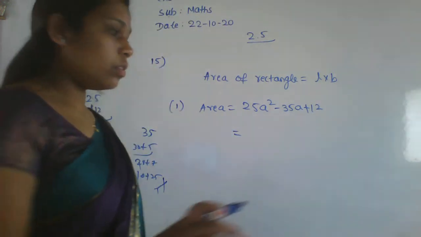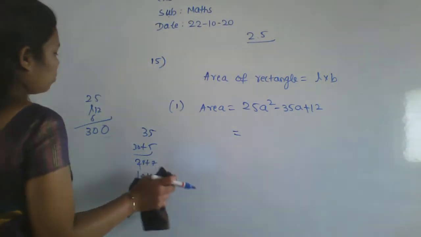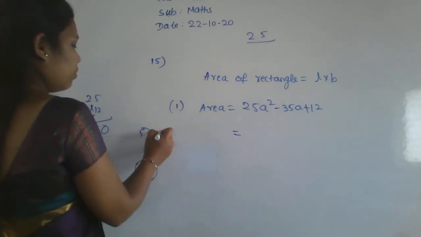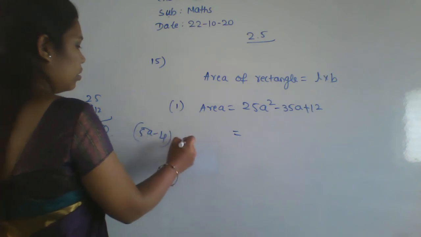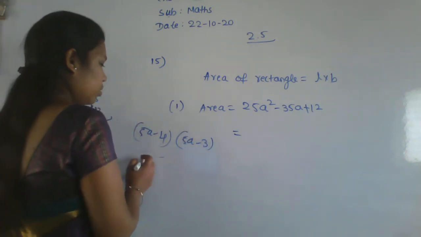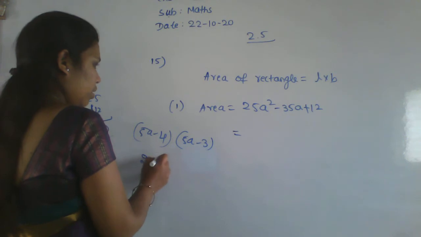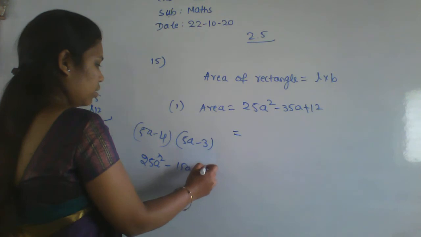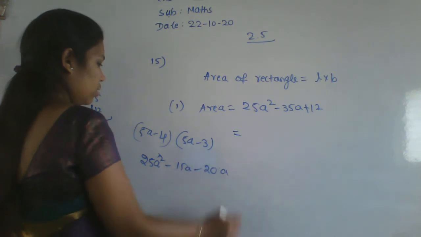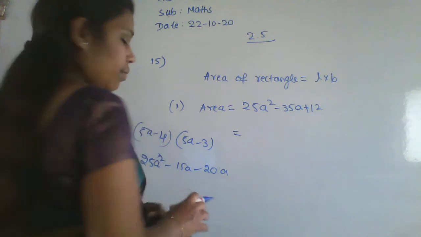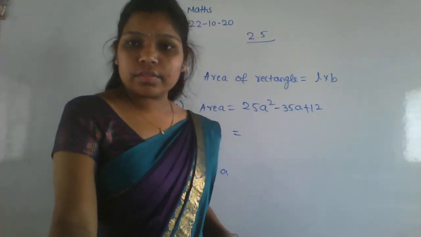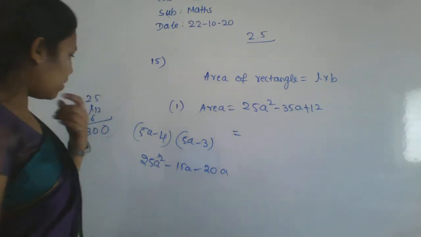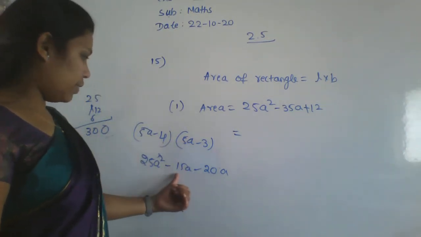Okay, 25 times 4, no, it is not possible. We want 35 as the answer, right? (5a − 4)(5a − 3) means 25a squared minus 15a, and here yes, 15. Okay, so this is 5a minus 4 and 5a minus 3, which means 15 into 20.